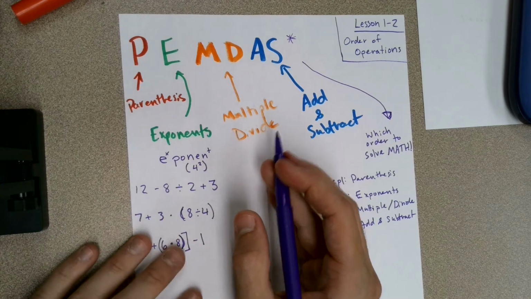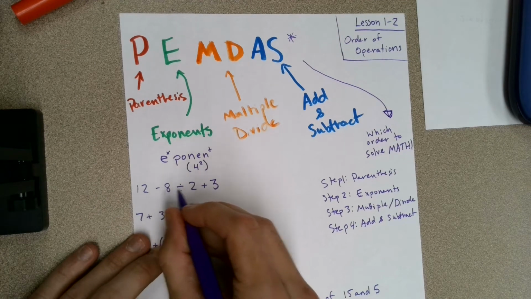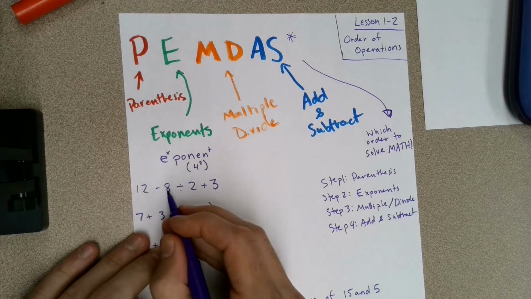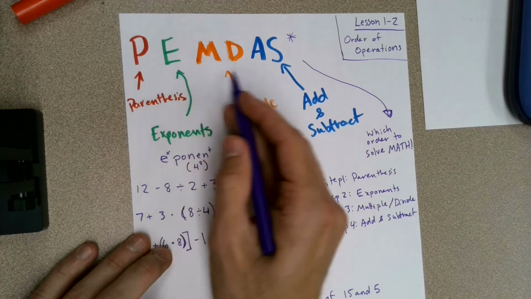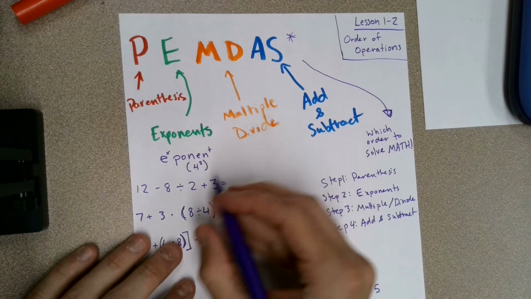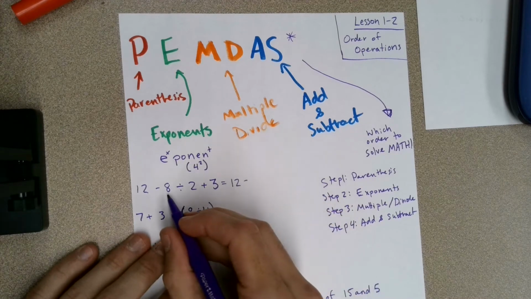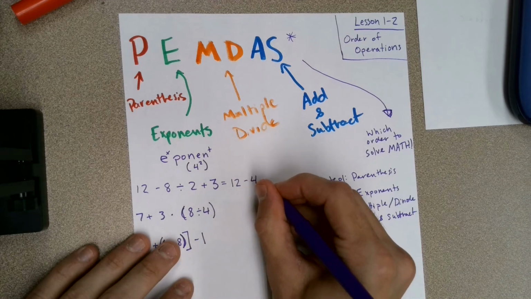Multiply and divide. Do we have any multiplication or division? Yes, we do. We have 8 divided by 2. So I'm not going to do 12 minus 8 because that's addition and subtraction. Multiplication and division becomes first in our PEMDAS. So what I'm going to do is I'm going to simplify this. I know 12, I'm going to leave, minus 8 divided by 2. I know that is 4 plus 3.